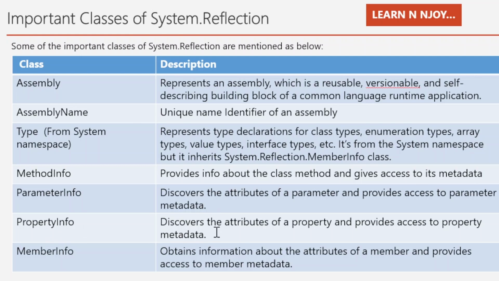Similarly, PropertyInfo gives me the option to discover the attributes of a property and provide access to property metadata. Similarly, MemberInfo helps us get information about the attributes of a member and provides access to the member metadata. So these are the important classes. There are so many classes, but these are the important ones, and we have just listed them here so that you can get an idea of what those classes are and what the purpose of those classes is, right?